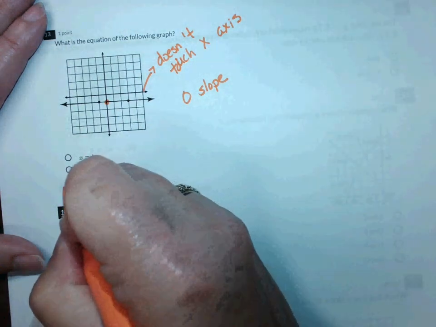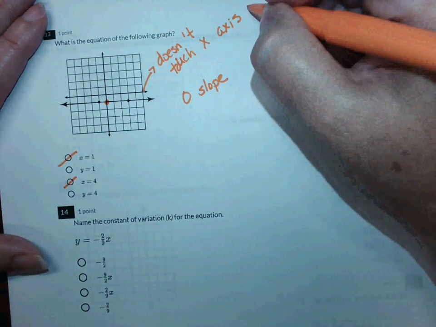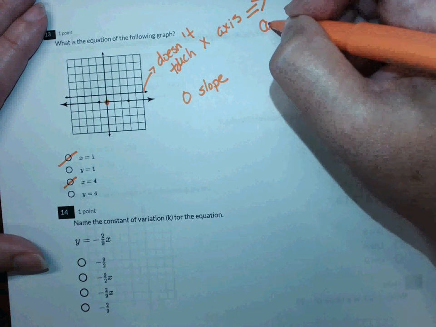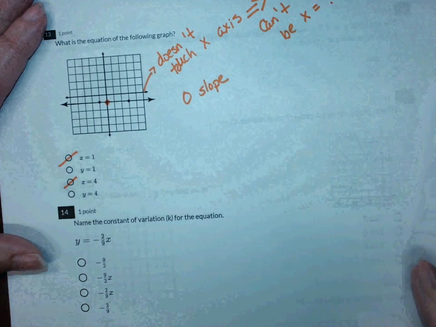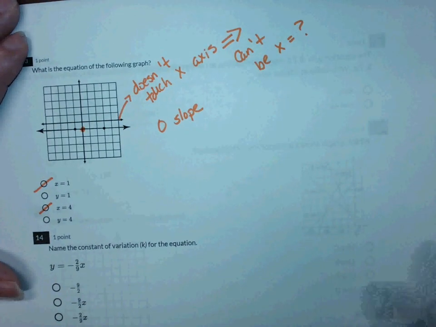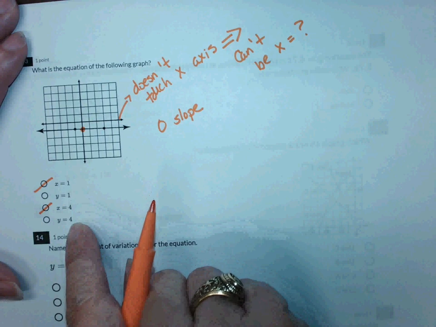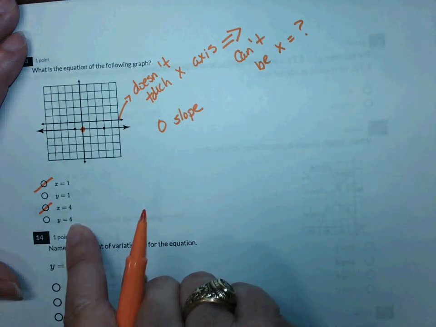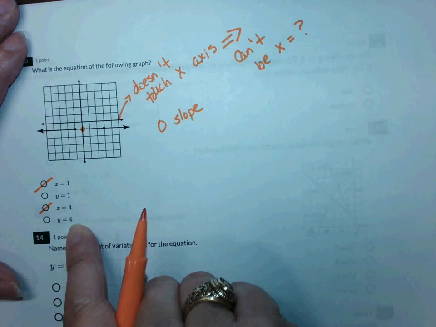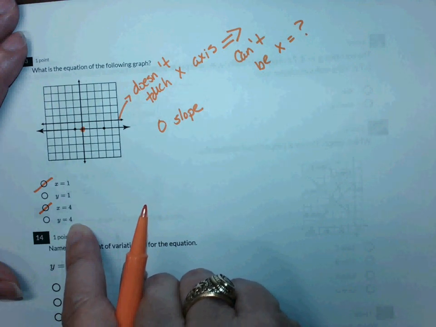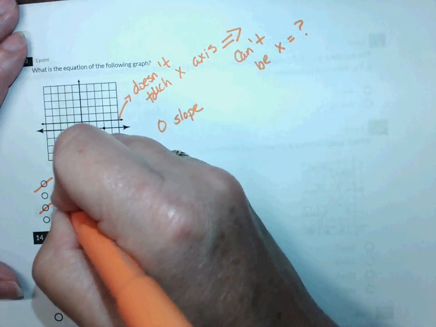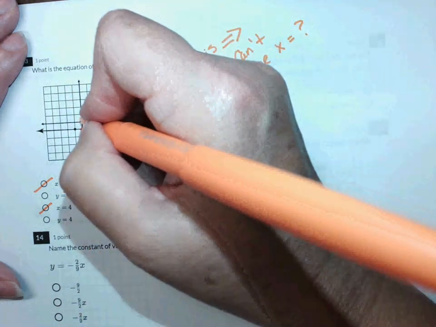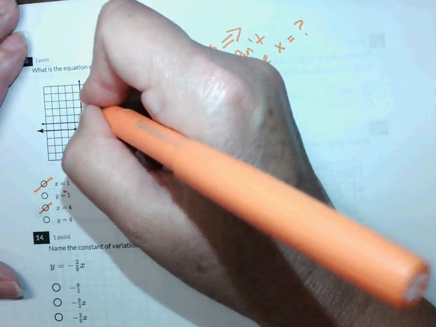So all of these x equals are out. It can't be x equals anything. It's got to be either y equals 1 or... you know what? I think there's a typo on this one. I think this should say y equals -1, because y equals 4 would be up here somewhere.